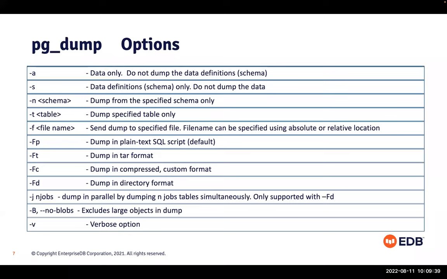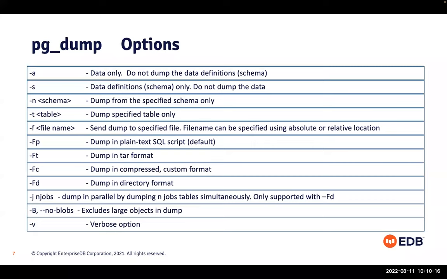If there are 100 schemas and I want to take the backup of three or four of them, I just specify -n multiple times with the schema names, and you will get those schemas. I can even exclude a schema by using -N. I can take table backups. While taking the backup, I can give the name of my file, the name of my script, with -f. There are different formats of backup. I can take a plain text SQL script, where the entire SQL is part of that script, with -Fp.